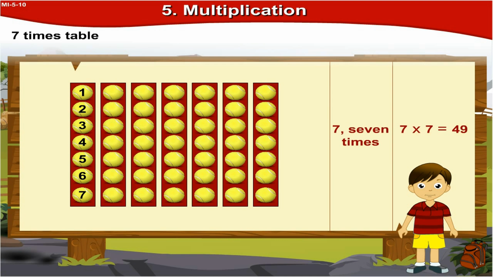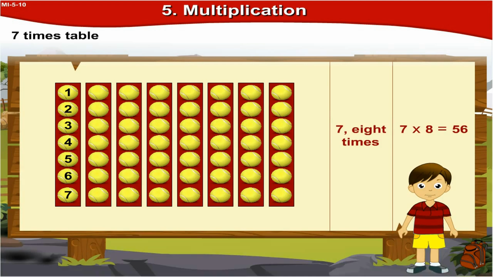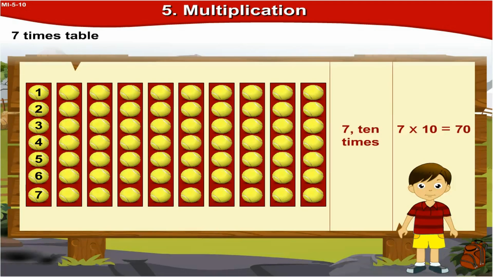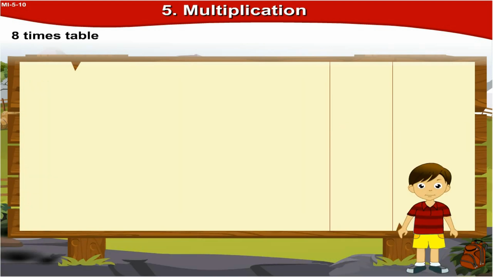7 sevens are 49. 7 eights are 56. 7 nines are 63. 7 tens are 70. Table of 8.